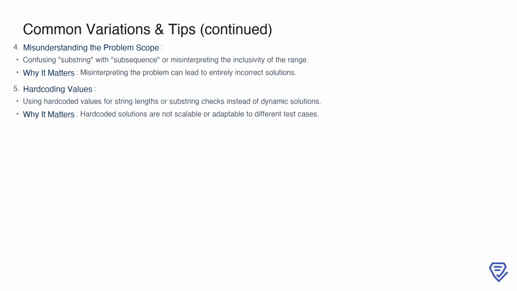Another challenge is misunderstanding the problem's scope. For instance, confusing a substring with a subsequence or misinterpreting whether the range is inclusive can lead to incorrect solutions. It's crucial to carefully read and understand the problem's requirements to avoid this mistake. Additionally, hard-coding values, such as fixed string lengths or static checks for substrings, is another pitfall. Hard-coded solutions lack scalability and adaptability, making them unsuitable for diverse test cases. Instead, dynamic and flexible approaches are necessary to handle varying inputs effectively. These missteps are avoidable with a clear understanding of the problem and thoughtful implementation.